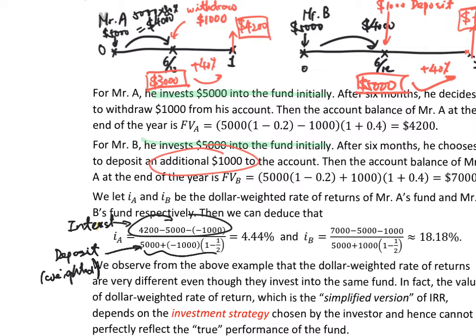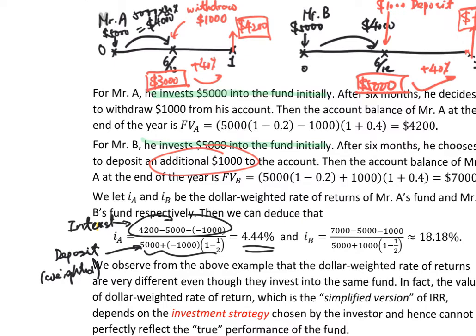Okay, and then throughout this year you only have one withdrawal, right? Which is treated as the negative value of your deposit. Now, you use the formula for the dollar rate of return, and you find that this one is 1.44%.